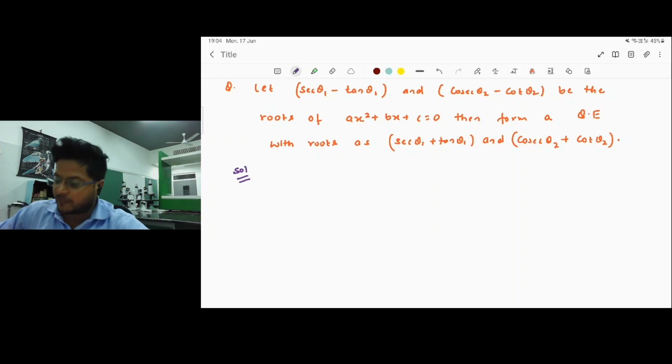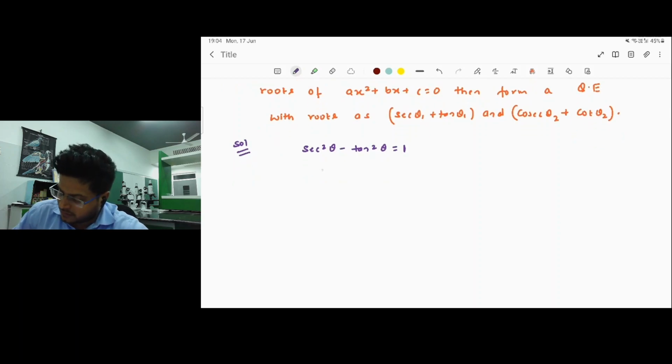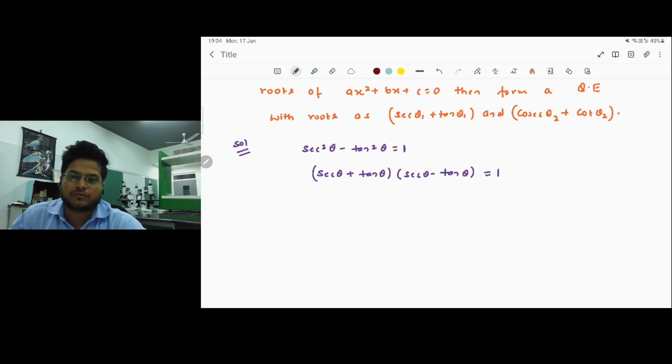Right. So how are we going to solve this? In your 10th standard, you would have learned an identity that sec square theta minus tan square theta equals 1, isn't it? Now, also you have learned the formula a square minus b square in your childhood. So that we can factorize as what? Sec theta plus tan theta multiplied by sec theta minus tan theta equals 1.